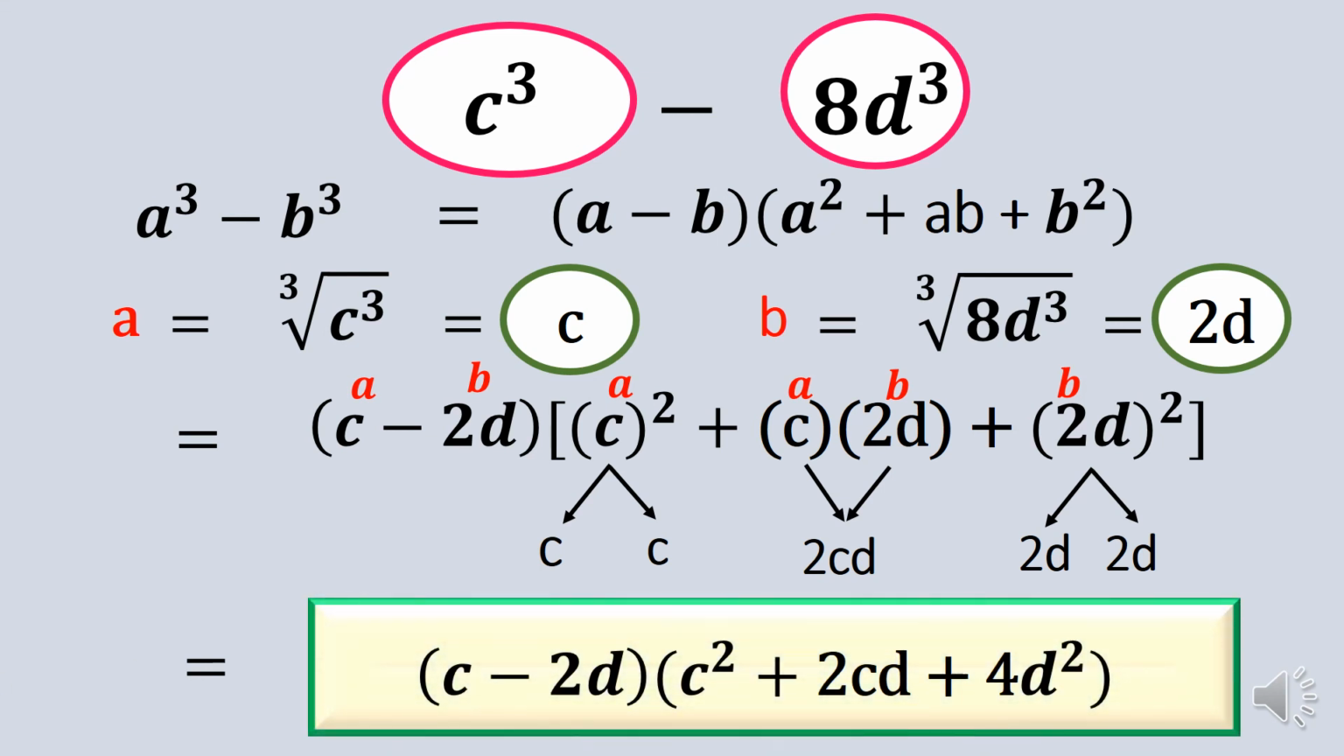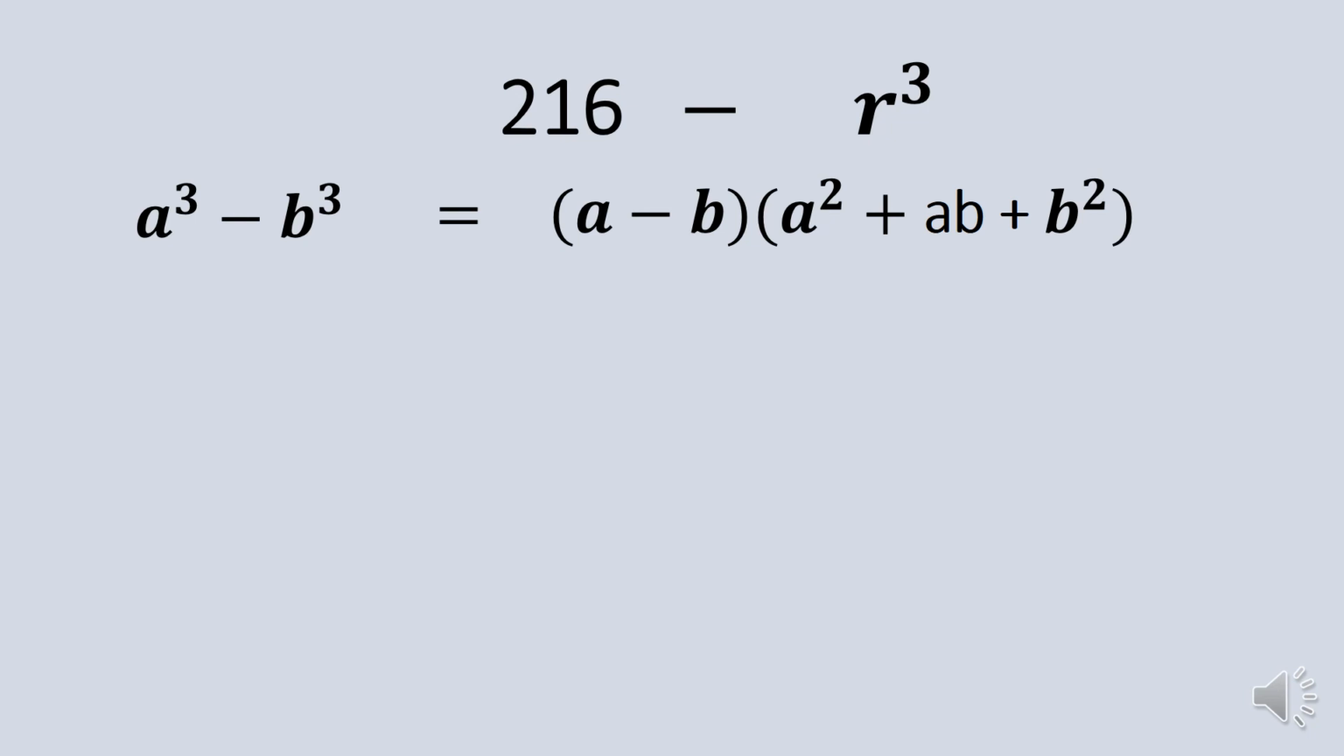Okay, next, so let's have example number 4. So we have 216 minus r cube. So again, this is still a difference of 2 cubes. So ang gagamitin pa rin natin is yung pangalawa pa rin. So you have a minus b, quantity a squared plus ab plus b squared. So again, identify our a. So our a will be 216. So we need to take its cube root.